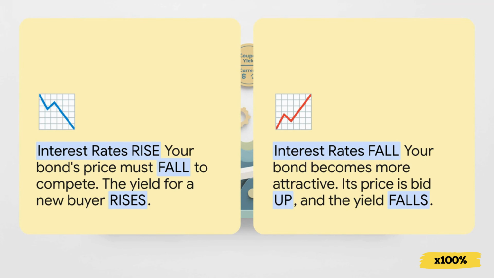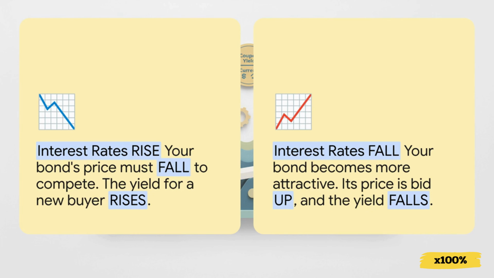Let's walk through it. Picture the situation on the left. Let's say market interest rates suddenly rise. That means brand new bonds are coming out with juicier coupon payments than the one you're holding. All of a sudden, your old bond looks, well, kind of lame. So to get someone to buy it from you, you have to sweeten the deal. You've got to put it on sale.